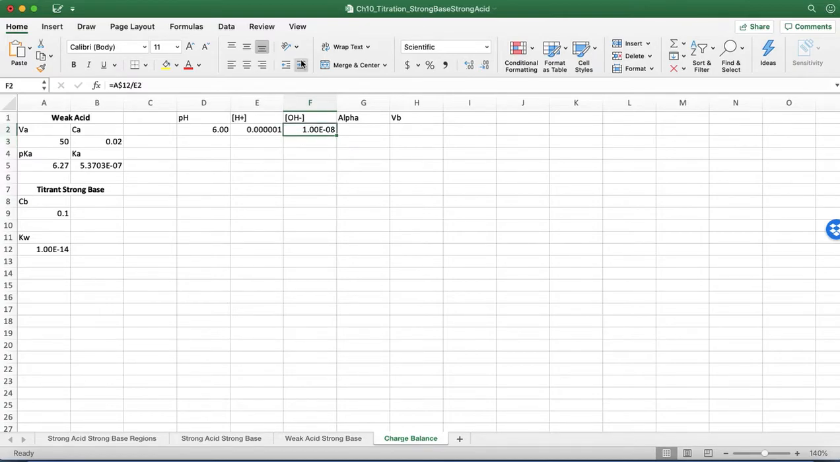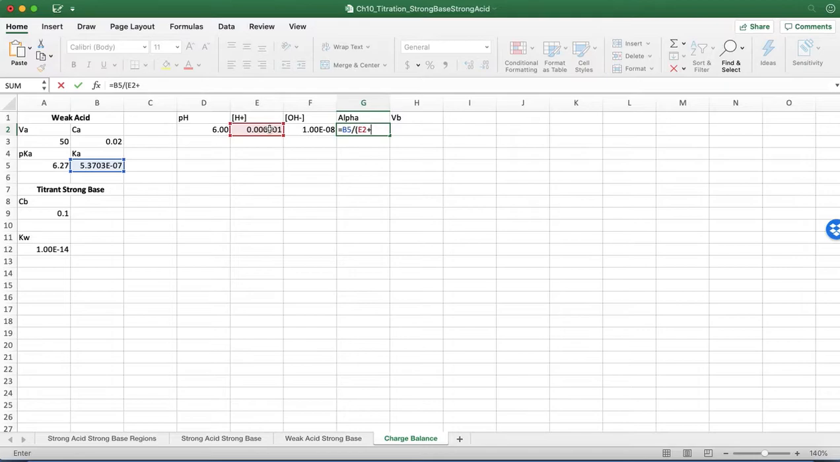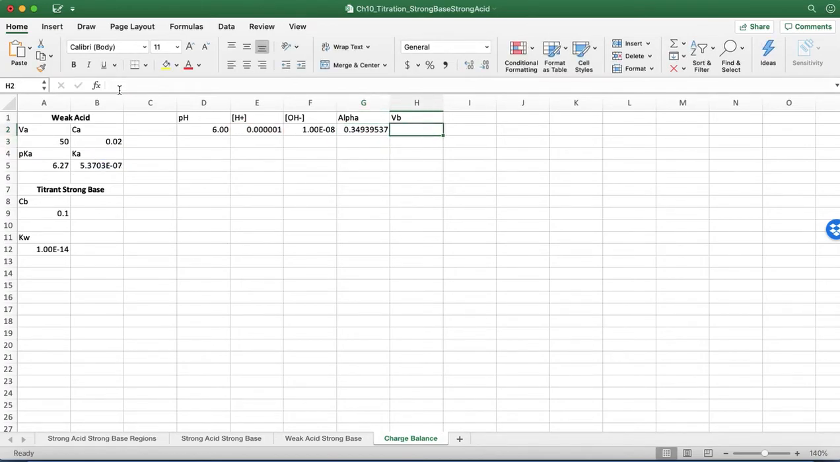And we get OH, and then alpha. Remember, alpha is equal to Ka divided by H+ plus Ka. And I'm going to go back here and put my dollar signs so that when I slide down, that stays on Ka. Okay, and then VB. This is the complicated one, but it's really not so bad because we've already put these values here, and everything else is over here in A and B. So the only thing you have to be careful about is making sure you have your parentheses correct and all that.